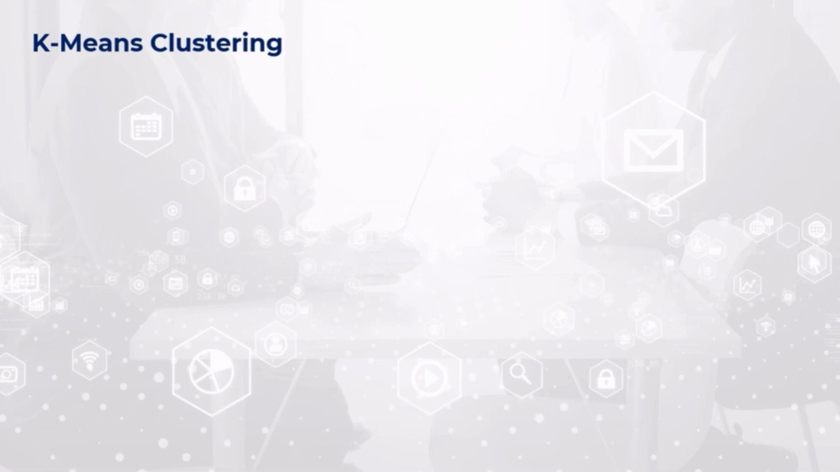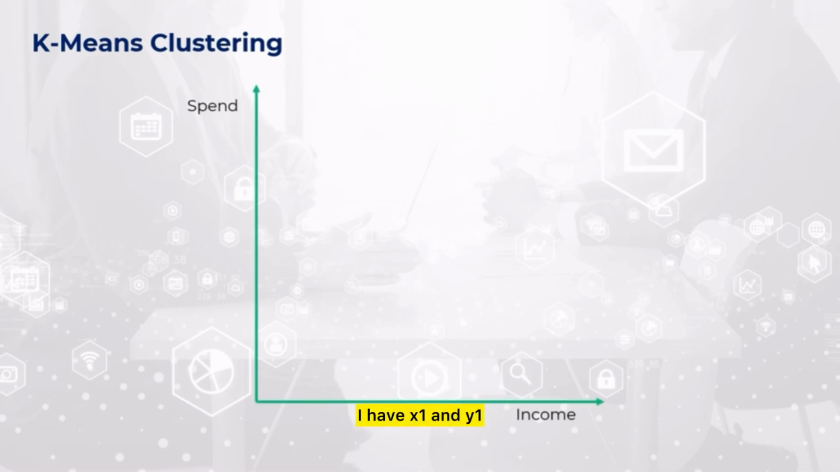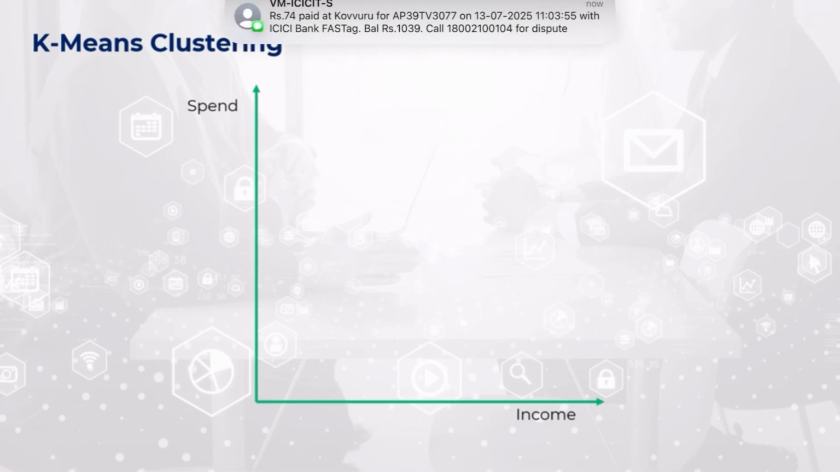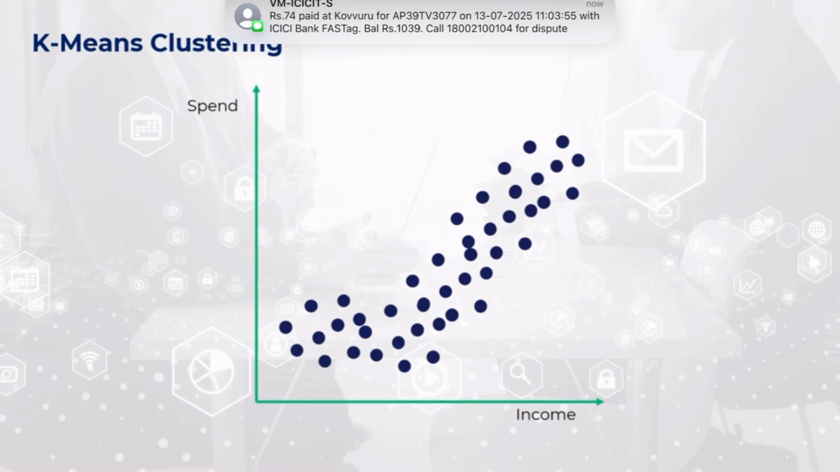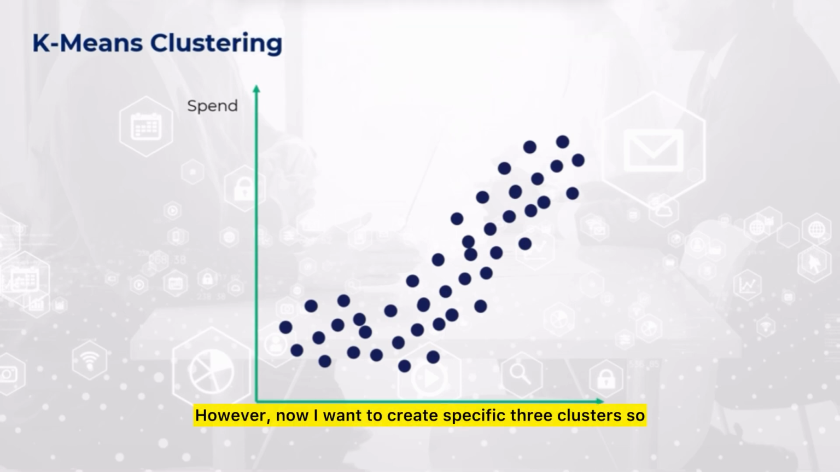For example, I have two variables. I have x1 and y1. Now I have income and spend, like you can see in the graph. Now I have data points where the income and spend are being plotted as scattered dots. However, now I want to create specific three clusters so that I can take my business decisions very efficiently or very focused, and that's focused to that specific segment or specific cluster which I'm going to create here.